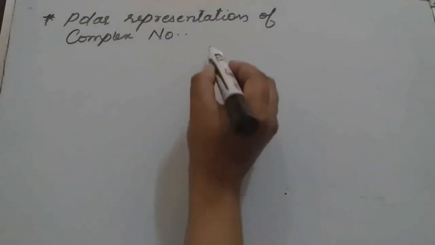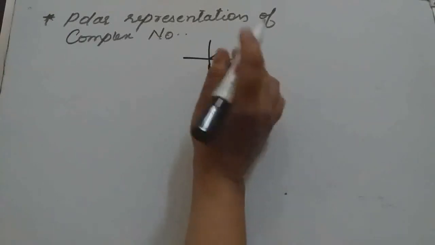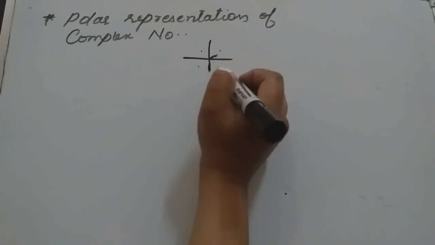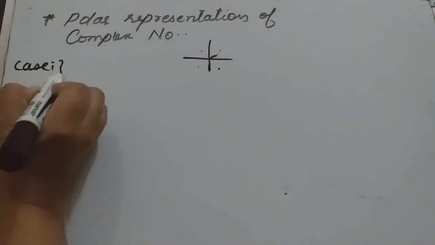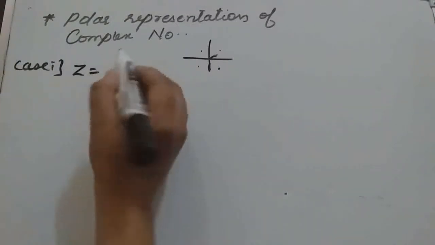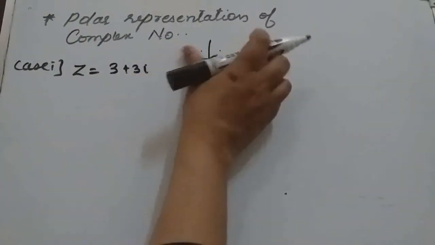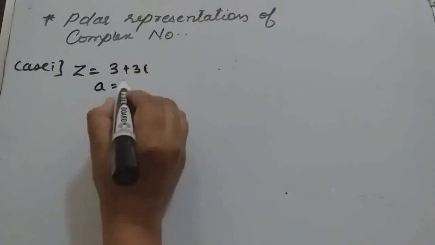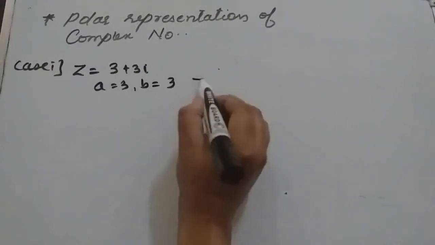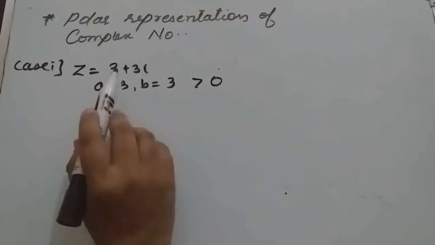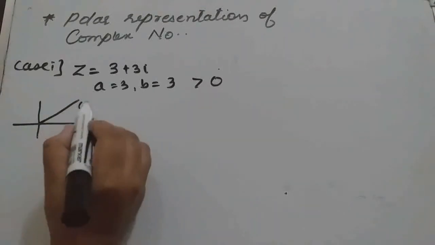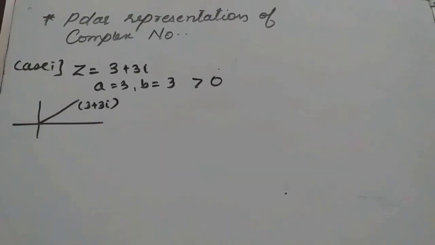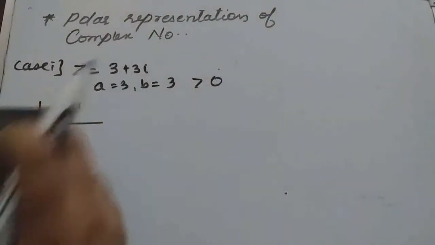So we will take examples here. Now since we know there are four quadrants, first, second, third and fourth, 4 cases will be there. Suppose for case 1, z you take 3 plus 3i. Here a is 3, b is 3, both values are positive, so this point will lie in the first quadrant. This is 3 plus 3i, the point 3 comma 3.